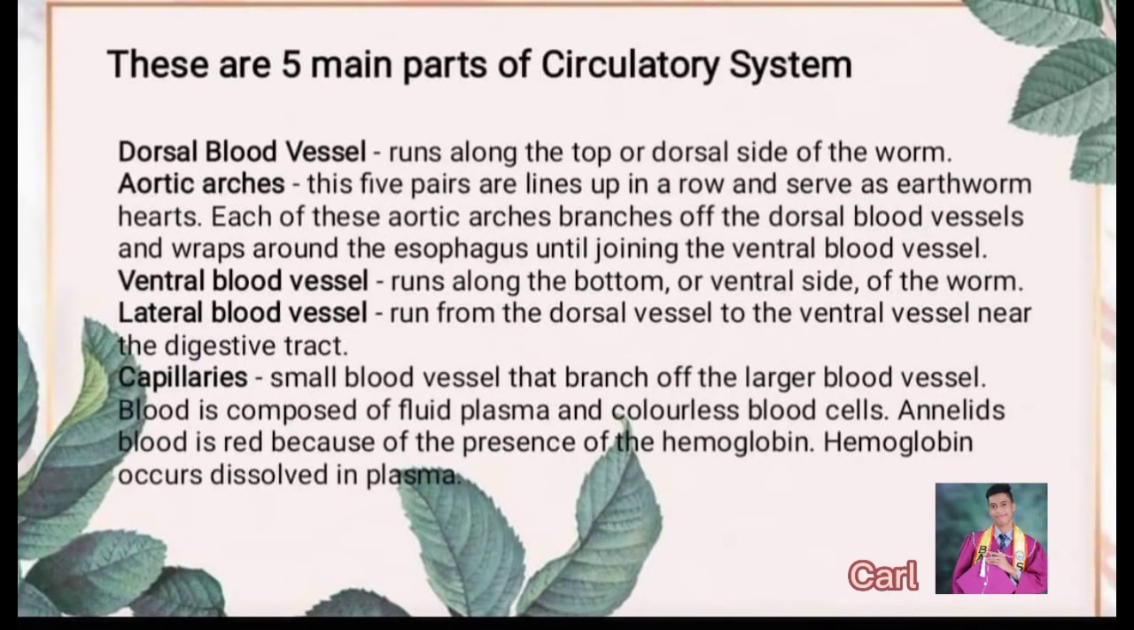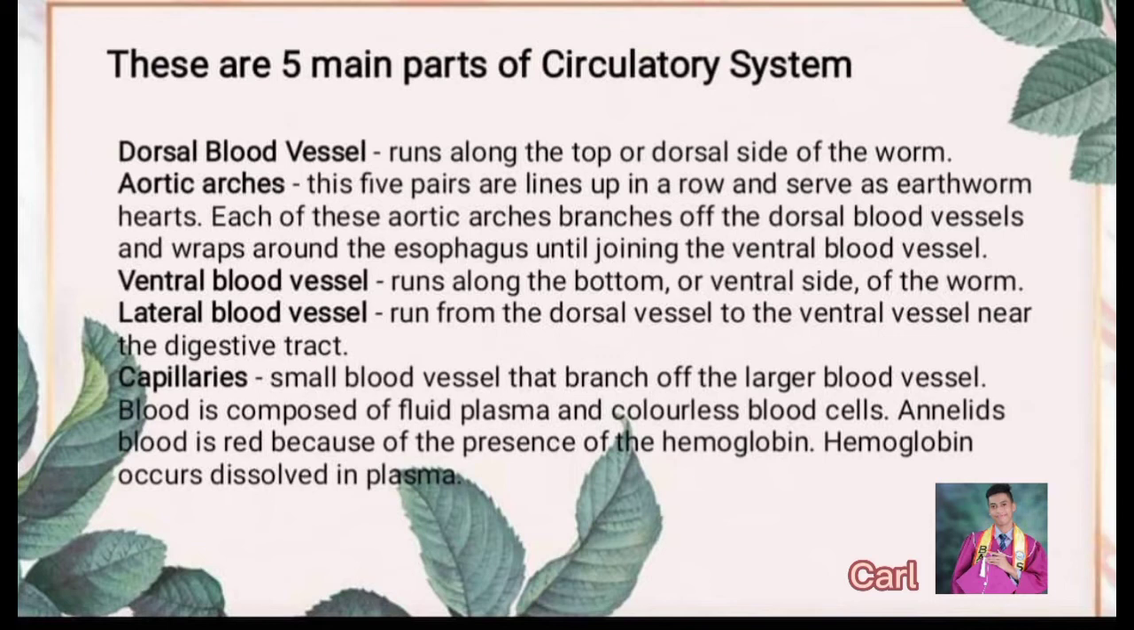The dorsal blood vessel runs along the top or dorsal side of the worm. Aortic arcs: these five pairs are lined up in a row and serve as earthworm hearts. Each of these aortic arcs branches off the dorsal blood vessel and wraps around the esophagus until joining the ventral blood vessel. The ventral blood vessel runs along the bottom or ventral side of the worm. Lateral blood vessels run from the dorsal vessel to the ventral vessel near the digestive tract. Capillaries are small blood vessels that branch off the larger blood vessels.